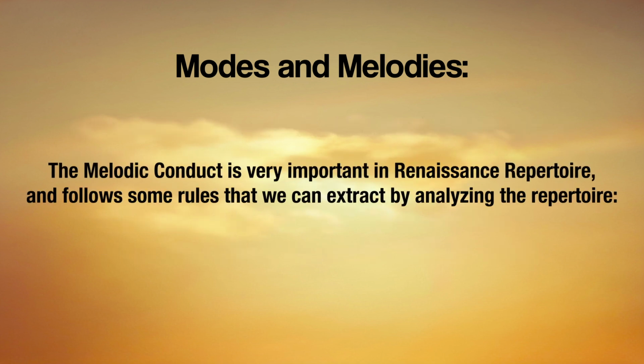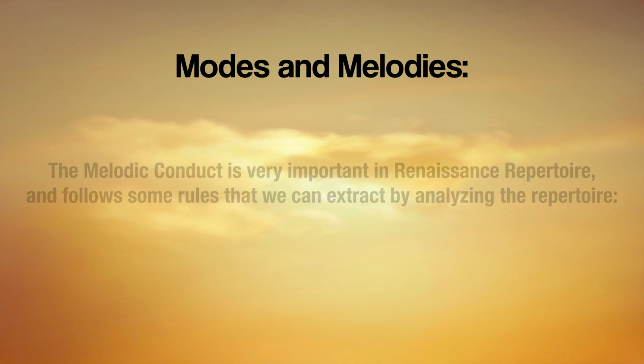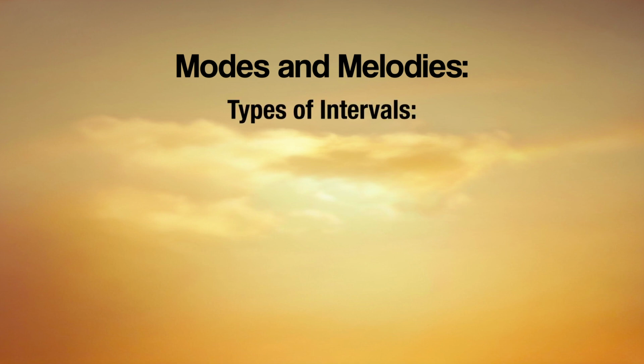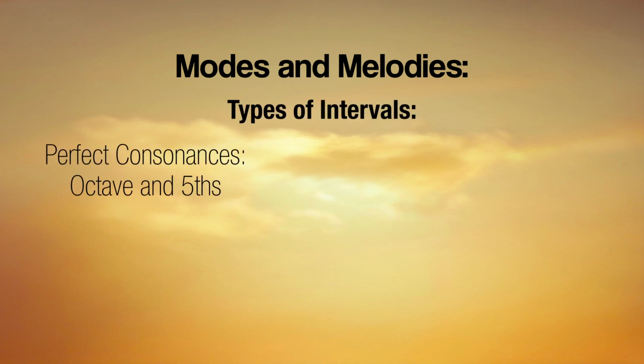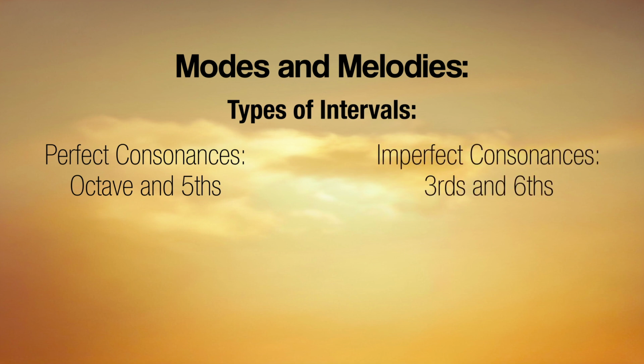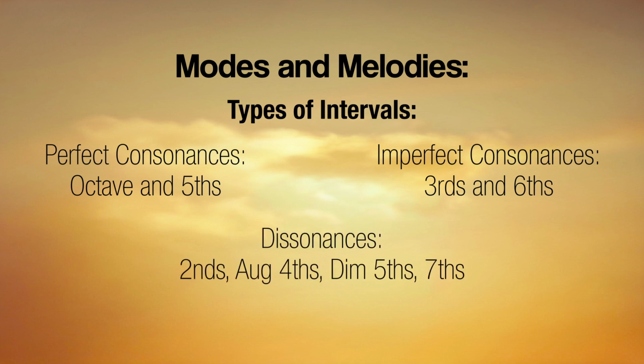The melodic conduct is very important in Renaissance repertoire and follows some rules that we can extract by analyzing the repertoire. The intervals are subdivided into 2 categories: perfect consonances like the octave and the fifth, and imperfect consonances like the third and the sixth. All the other intervals are to be considered dissonances.